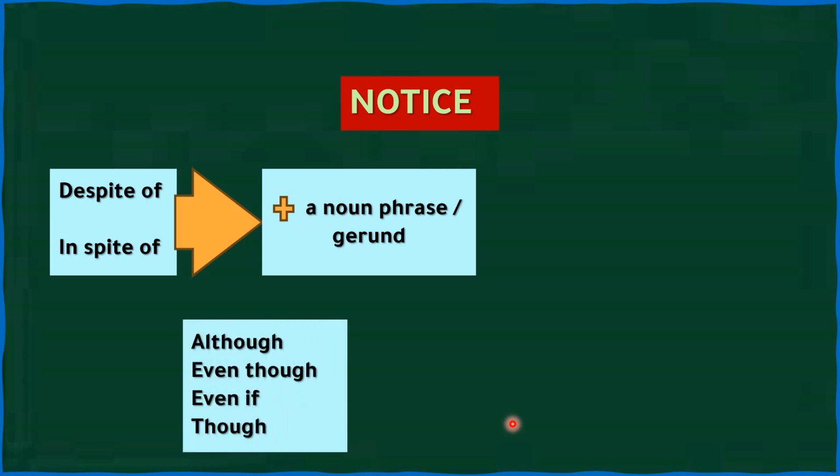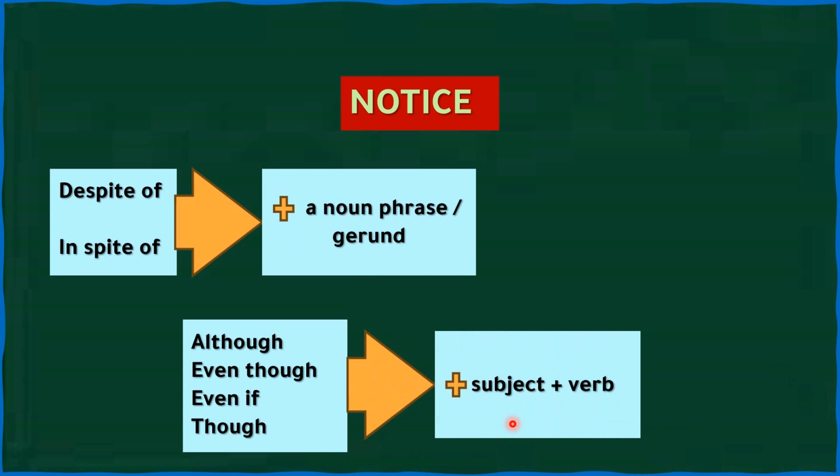"Although," "even though," "even if," "though," these expressions always follow a subject plus a verb. We usually place them in front of a subject plus a verb. Unlike this, "in spite of" is usually placed before a noun phrase or a gerund. Okay, you understand this idea? Clear, please.